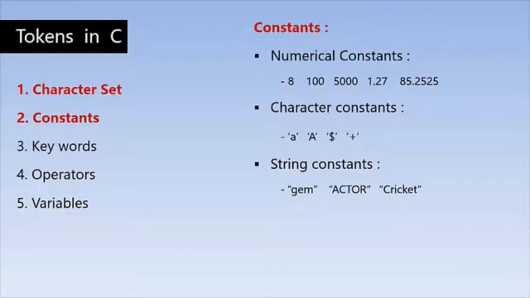See, look at the first word, gem. It is a string, a group of 3 characters. Next, the word actor, a group of 5 characters. Cricket, a group of 7 characters. So a string can have uppercase and lowercase together, or only uppercase, or only lowercase as well. So remember, characters are enclosed in single quotes and strings are enclosed in double quotes.